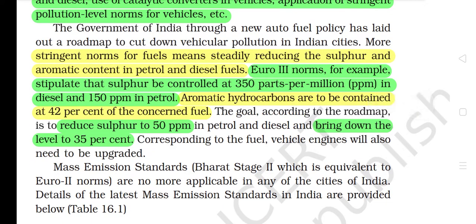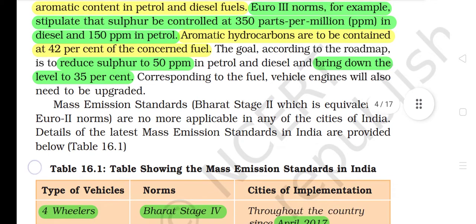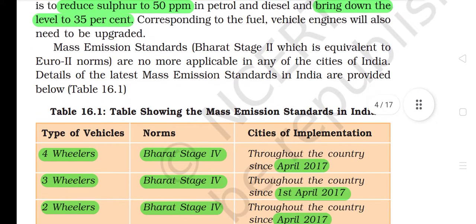More stringent norms for fuels means steadily reducing the sulfur and aromatic content in petrol and diesel fuels. Euro 3 norms, for example, stipulate that sulfur be controlled at 350 parts per million in diesel and 150 ppm in petrol. Aromatic hydrocarbons are to be contained at 42% of the concerned fuel. The goal, according to the roadmap, is to reduce sulfur to 50 ppm in petrol and diesel and bring down the aromatic level to 35%. Corresponding to the fuel, vehicle engines will also need to be upgraded.